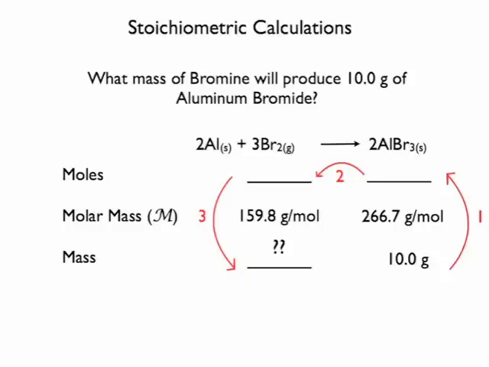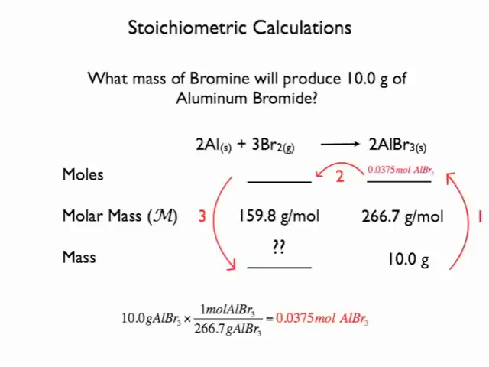Now, you know how to do all these types of calculations already, so pause the video and calculate the number of moles of aluminum bromide present in 10 grams of aluminum bromide. That would be step 1. Alright, you should use factor label like we've learned so that your grams of aluminum bromide cancel and you have 0.0375 moles of aluminum bromide.